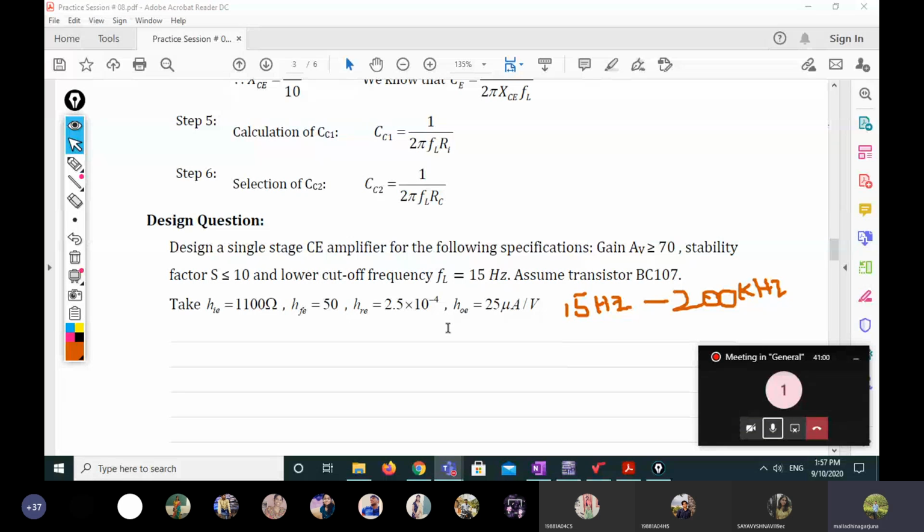See, the bandwidth is within the range. The range is between this: 15 hertz to 200 kilohertz. This is the lower cutoff frequency, and this is the upper cutoff frequency. The speaker's voice should be within this range, so it should be greater than 15 hertz and less than 200 kilohertz. So that is the range. If the human voice lies between 15 hertz to 200 kilohertz, then only the signal will be amplified.